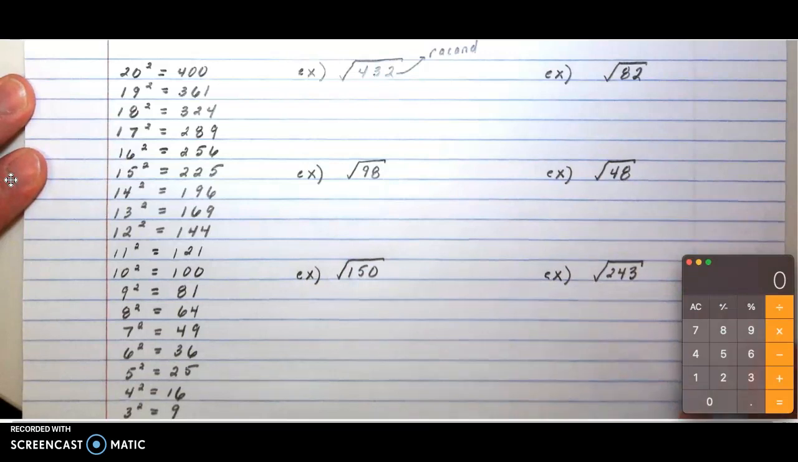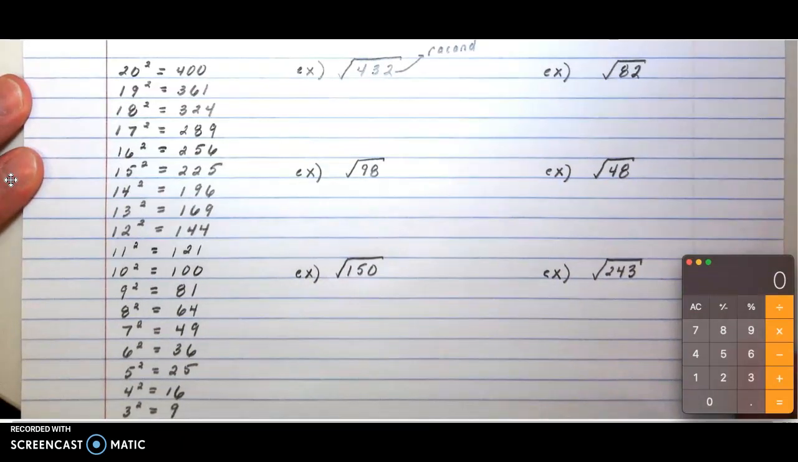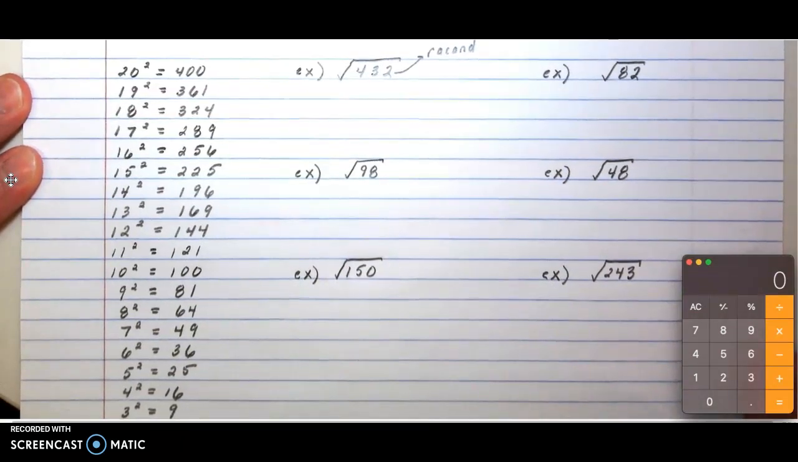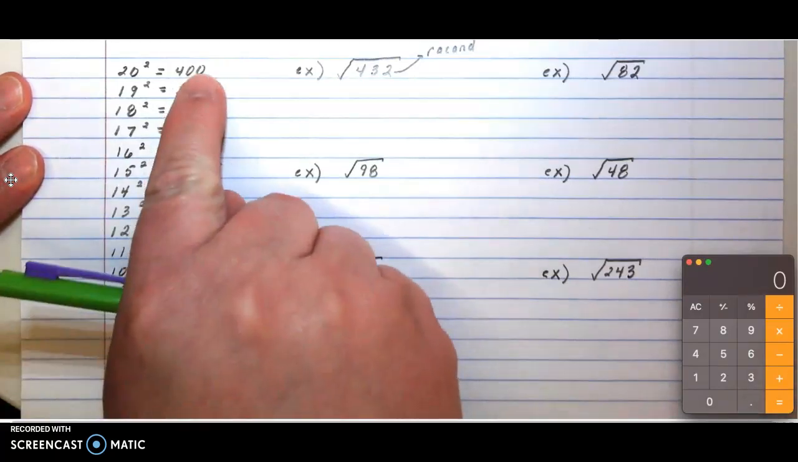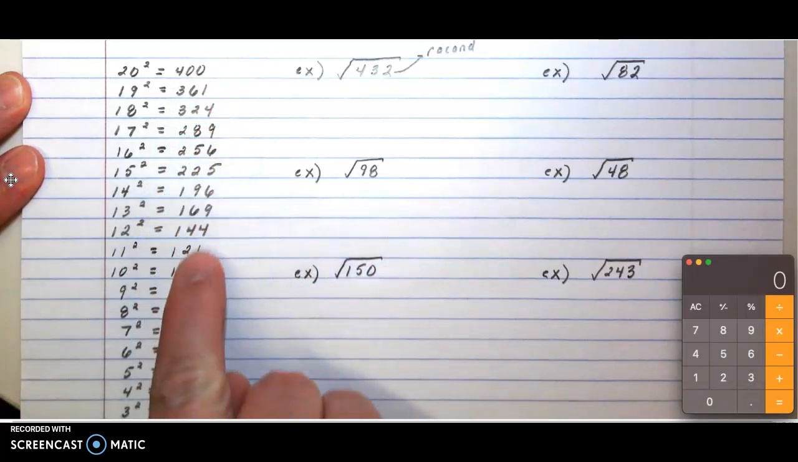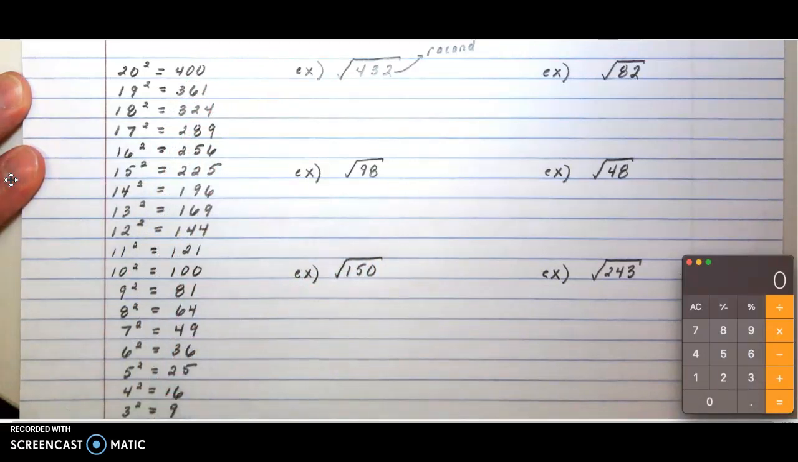So when we try to simplify square roots, our goal is to try to find perfect square factors that will divide into those numbers. Now, in order to find perfect square numbers that divide in, what we're going to do is systematically go through this list to try to find the biggest one that will go into the number.